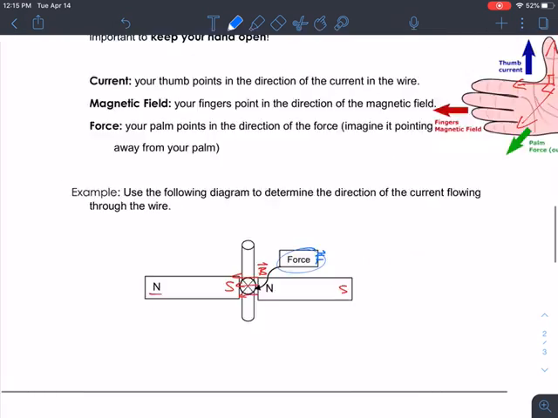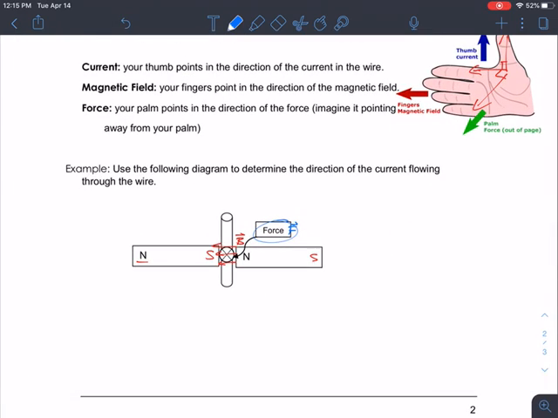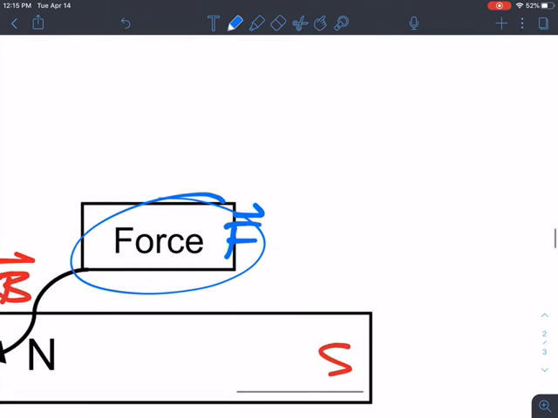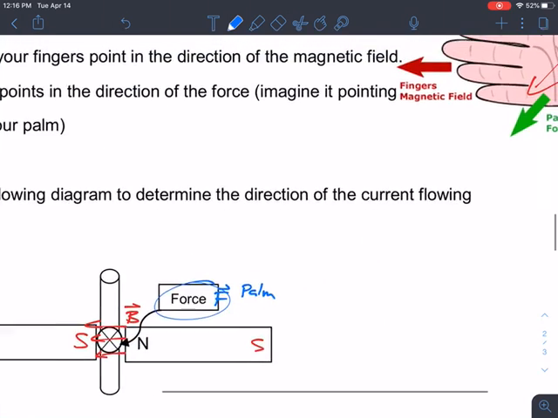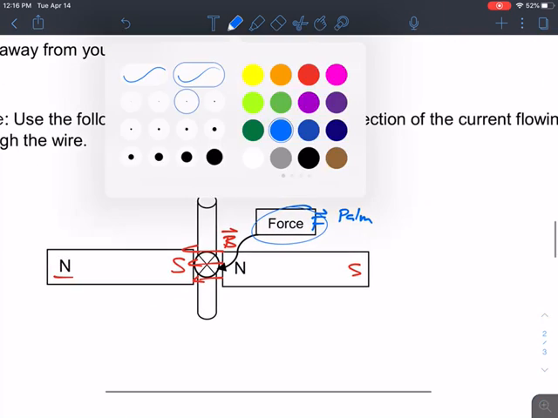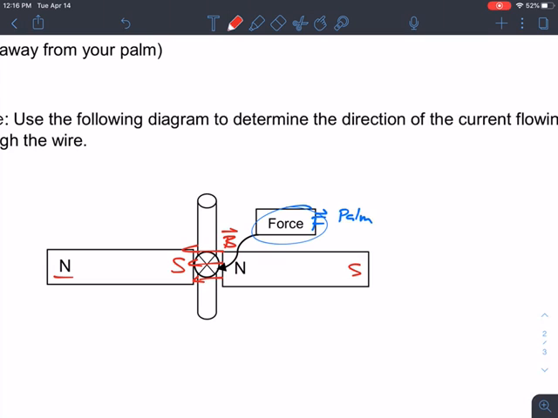And so we set up our hand so that our force, that's our palm, is into the page, and we set it up so that the magnetic field, that's our fingers, are going to the left.